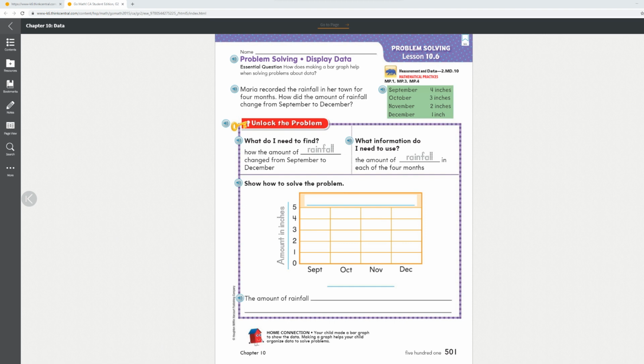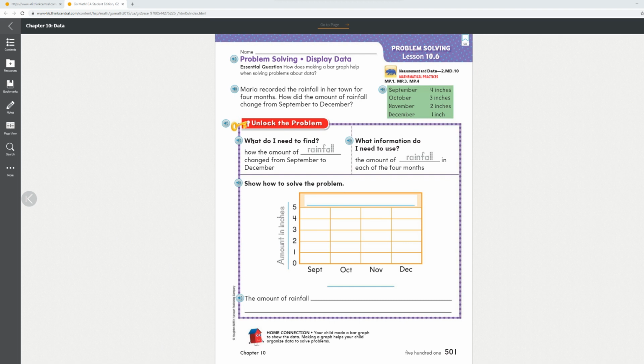Maria recorded the rainfall in her town for 4 months. So the survey is her recording the rainfall. The data is here on the right in the green. This is what she recorded. So the question is asking us, how did the amount of rainfall change from September to December? So we need to make a bar graph for that in order to answer that question.